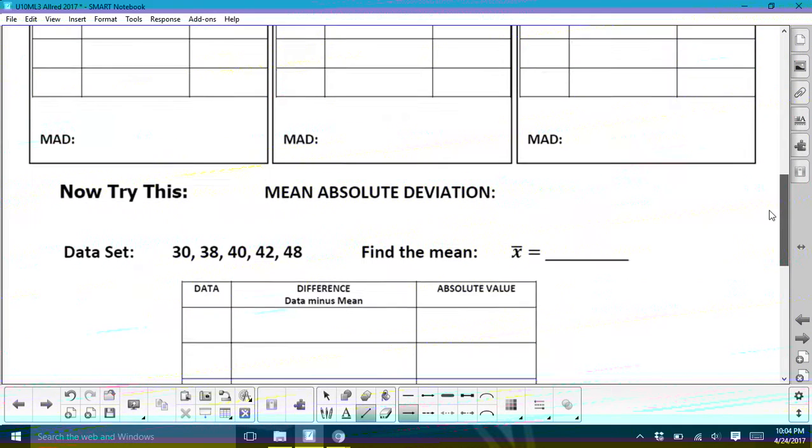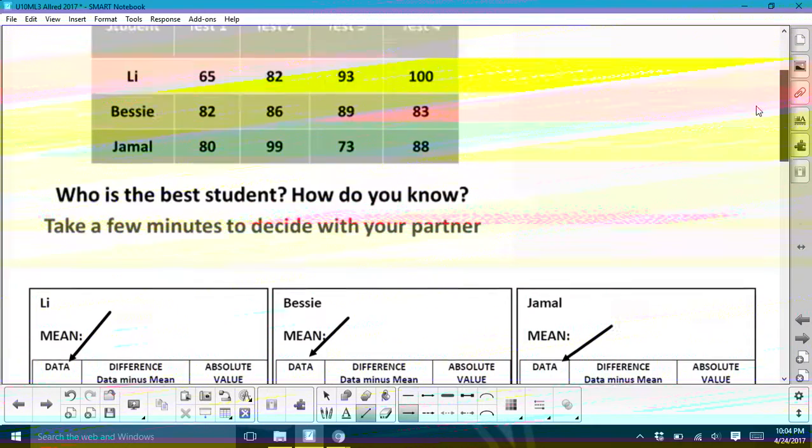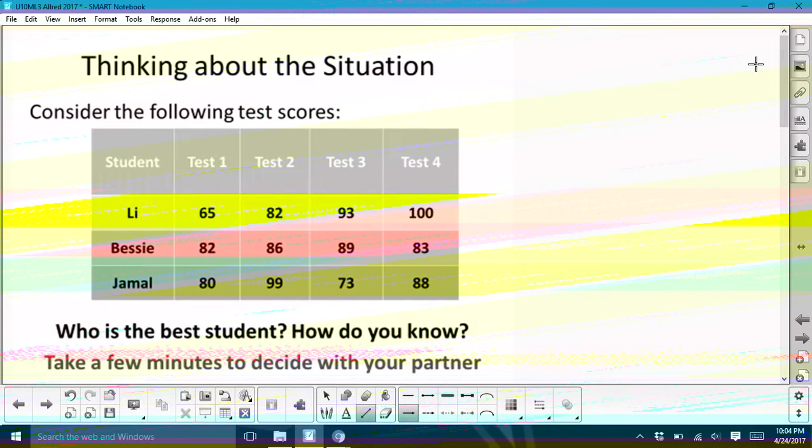Your objective is going to be to find the mean absolute deviation for each student. That might tell you who the best student is. It might not. It kind of depends on what your opinion is. But we're going to look at those 3 students and find their mean absolute deviation. Take a second to copy down their numbers into each chart.